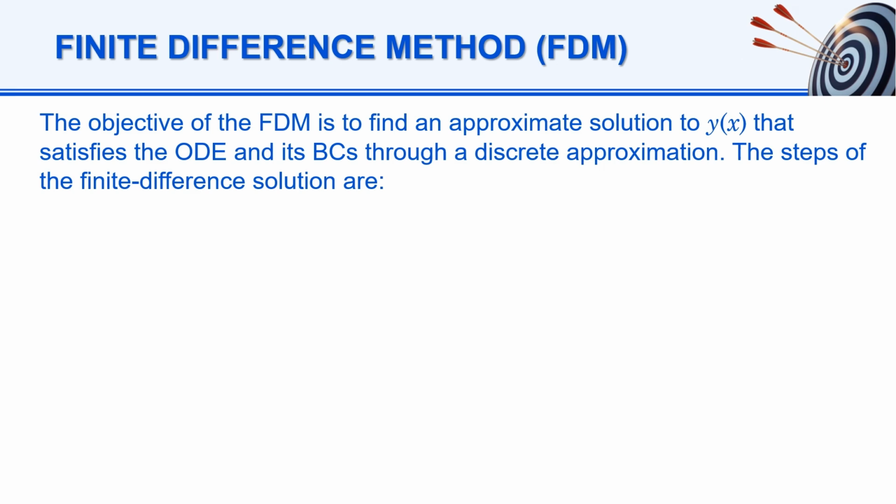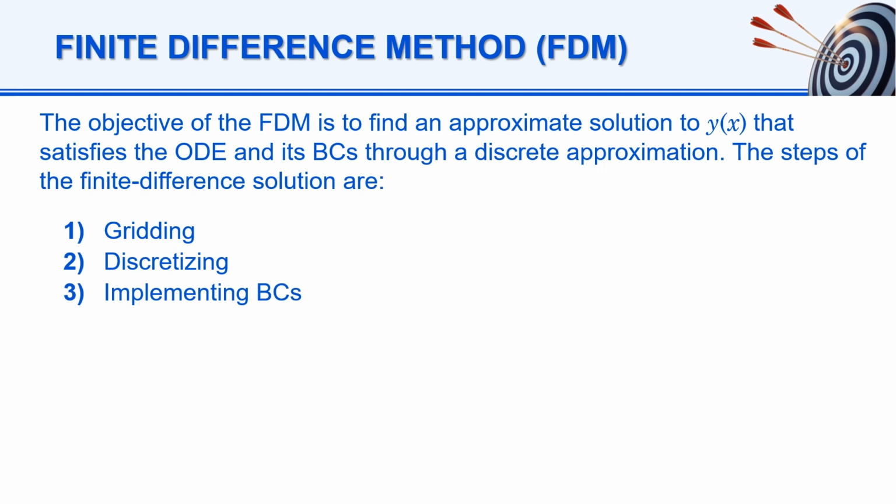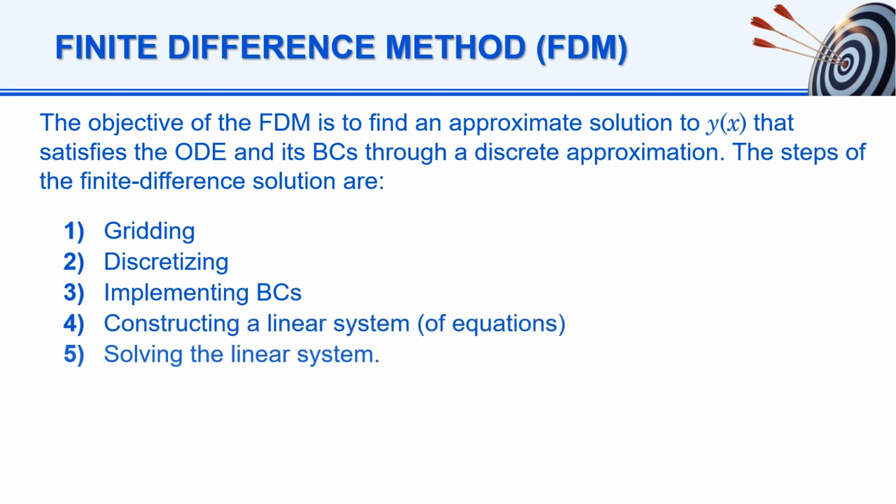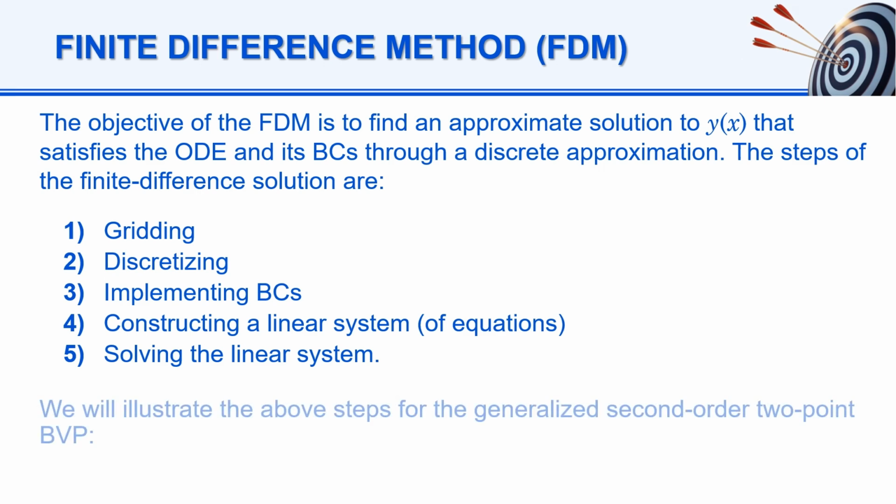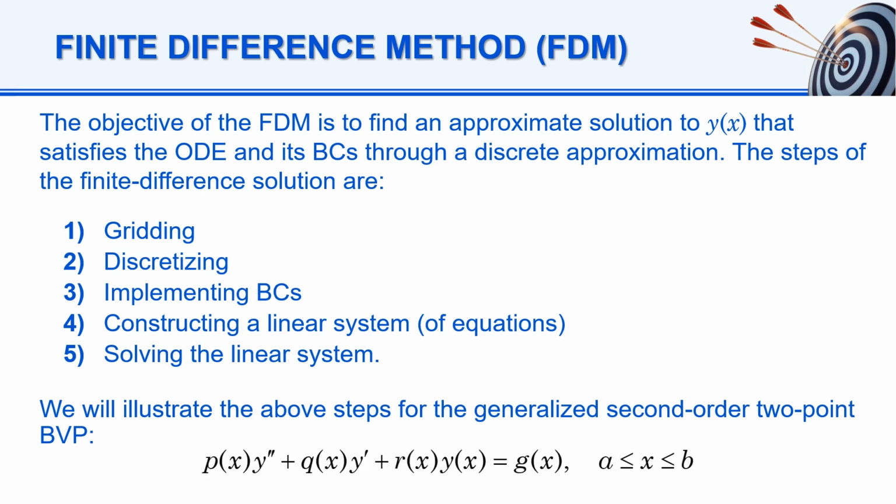The steps of the finite difference solution are gridding, discretizing, implementing boundary conditions, constructing a linear system of equations, and solving the linear system. We will illustrate the above steps for the generalized second-order two-point boundary value problem.